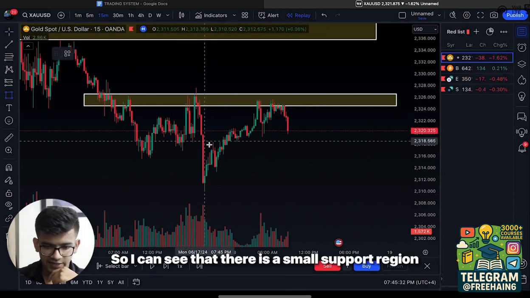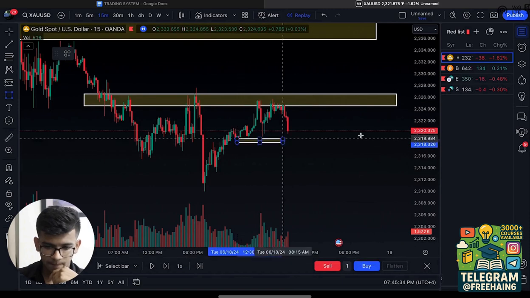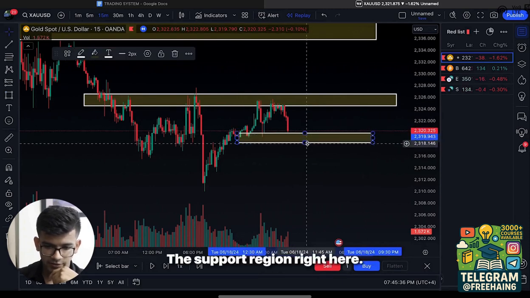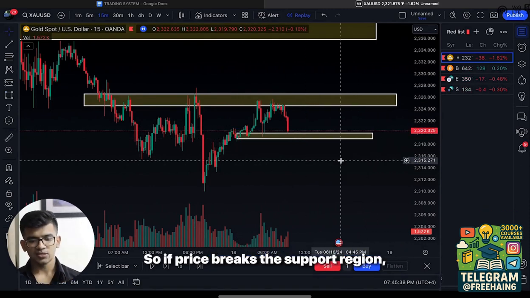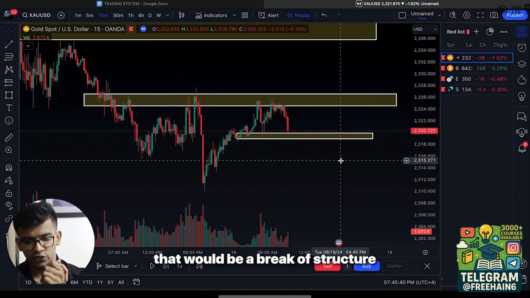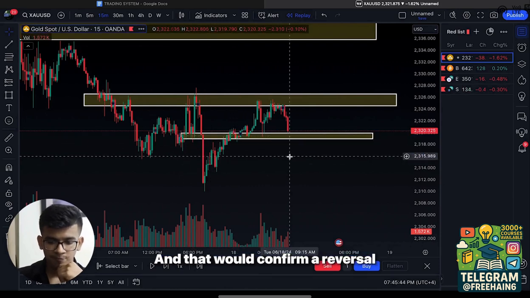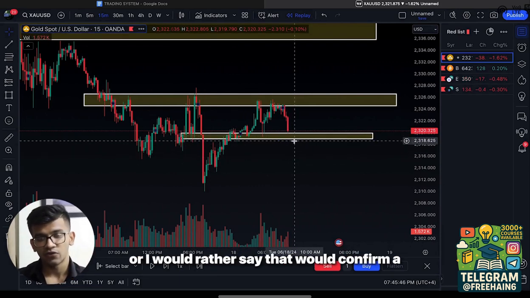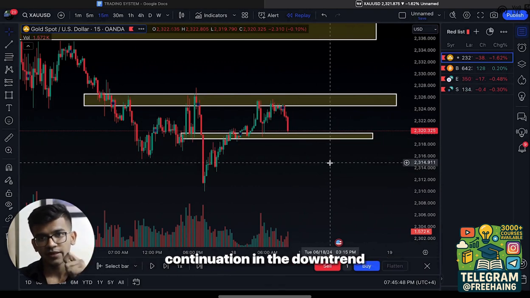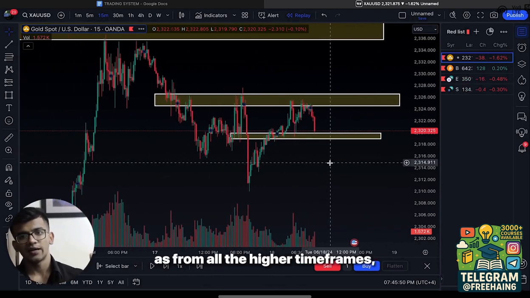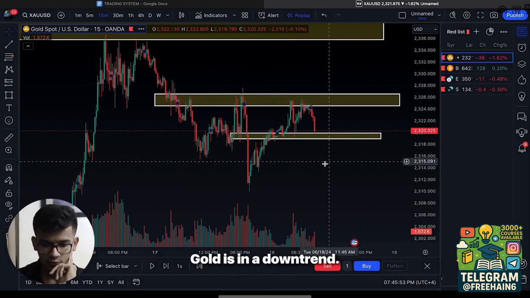Alright, so I can see that there is a small support region right here. So if price breaks the support region, that would be a break of structure as well as a break of support zone. And that would confirm a reversal, or I would rather say that would confirm a continuation in the downtrend, as from all the higher time frames, gold is in a downtrend.